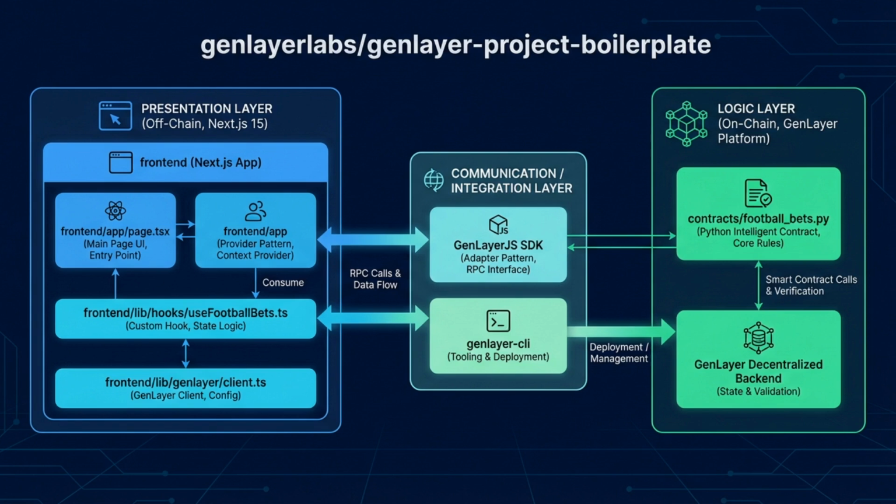Diving into the tech, the architecture is a smart hybrid, separating on-chain logic from the off-chain user interface. The heart of the system is a Python intelligent contract, which runs on the GenLayer platform and handles all the business rules. Now, this is a huge deal. It's a major shift away from the Ethereum ecosystem, and it opens the door for millions of Python developers to jump into Web 3.